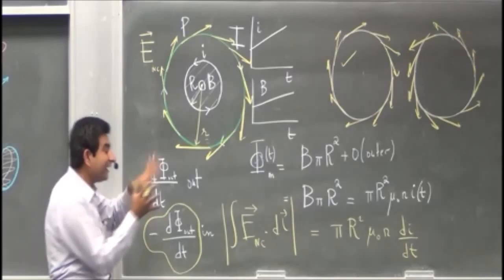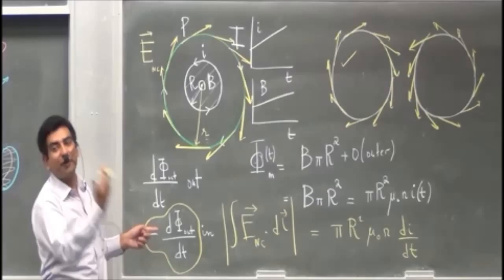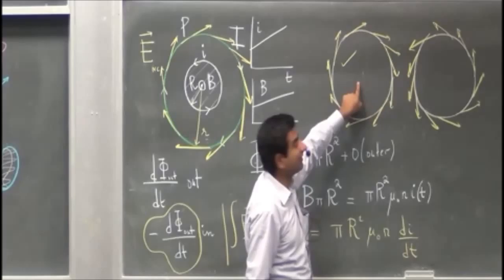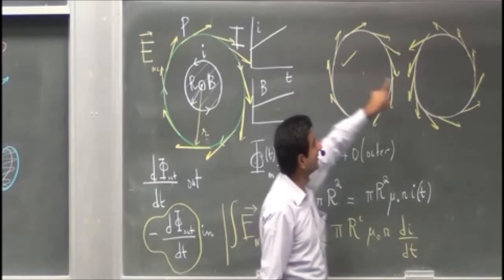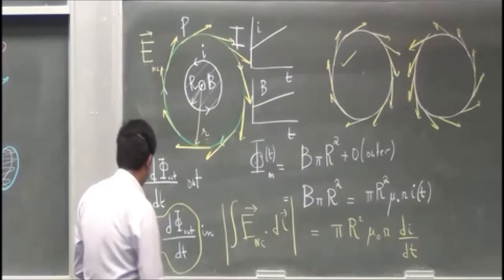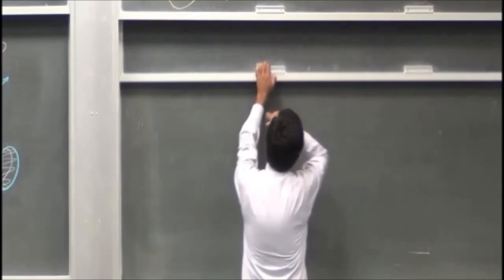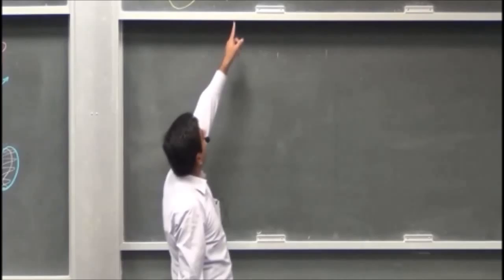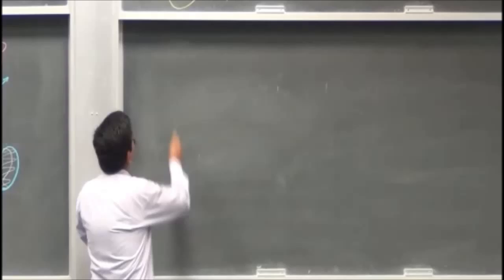If the current were decreasing, on the other hand, then d phi by dt would be pointing in the inward direction. Then minus d phi by dt would be pointing in the outward direction, and then I would get an electric field of this kind. So if the current through the solenoid is increasing, this is the electric field pattern I get. If the current is decreasing, this is the electric field pattern I get. Now, the question which the lady has asked is the following. Where in space does this electric field exist?